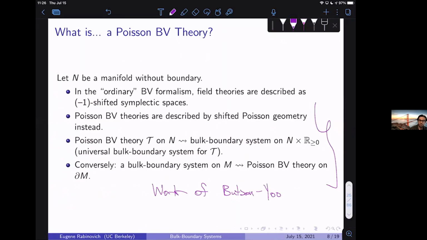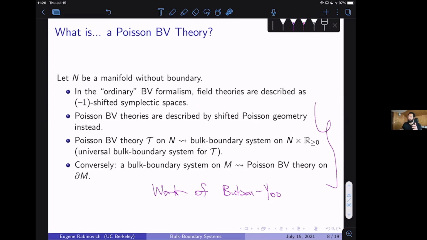Yes, so I will comment that, like I said, Kontsevich knew this in his heart of hearts. He wanted to quantize a Poisson algebra of functions on a manifold, which you can encode as a Poisson BV theory on R. What he did was he passed to this bulk boundary system on the upper half space. He quantized this bulk boundary system and saw that it induced a quantization of the Poisson BV theory on the boundary. I'll talk about this a little bit more later.